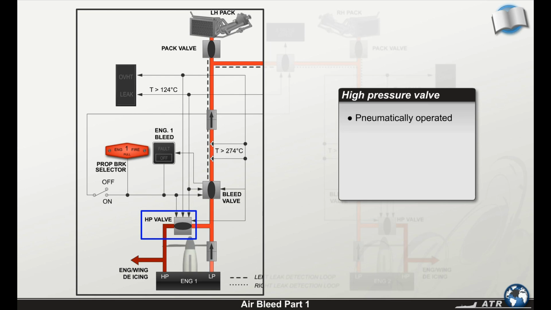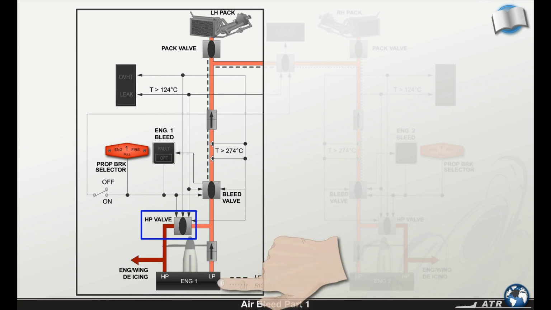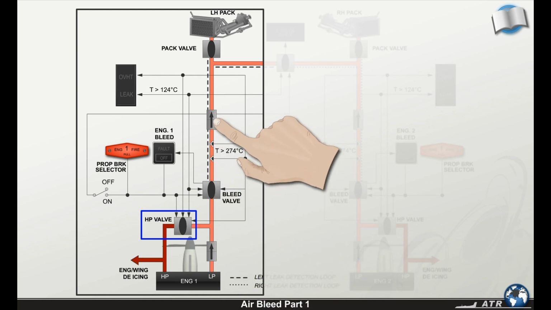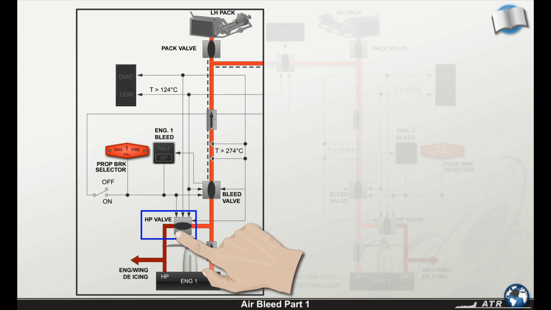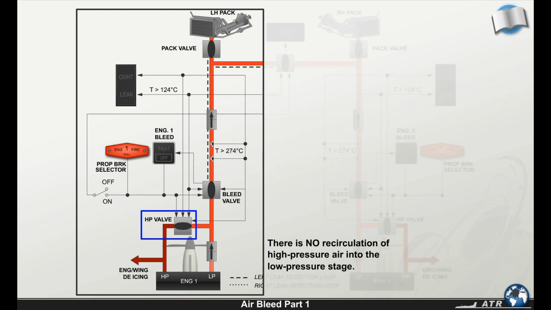This valve is a pneumatically operated and electrically controlled butterfly valve that remains closed in the absence of electrical power. When the high pressure valve is closed, air is directly bled from the low pressure stage. If the high pressure valve is opened, air is bled from the high pressure stage and admitted into the low pressure ducting. There is no recirculation of high pressure air into the low pressure stage because the high pressure air closes the check valve.